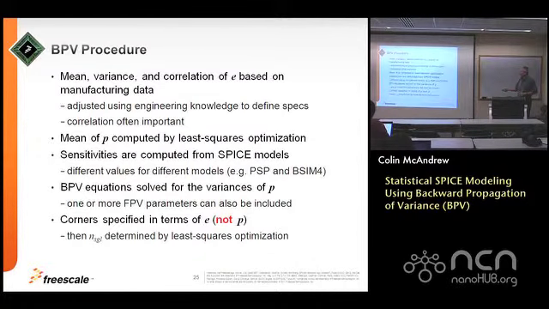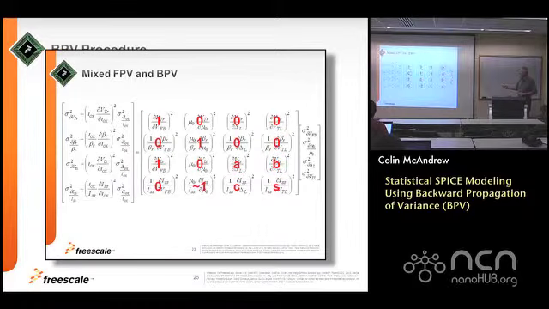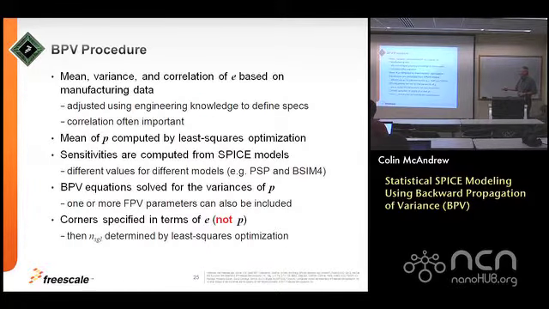The BPV equations, which are those equations, are then solved for the variances of P, and I showed you how you can include an FPV parameter. And the corners are then specified in terms of the electrical performances, not the parameters. And the n-sigs, the number of standard deviations of global variation, are then determined by least squares optimization to fit the specified values of E, which we get from looking at the extremes of manufacturing data.